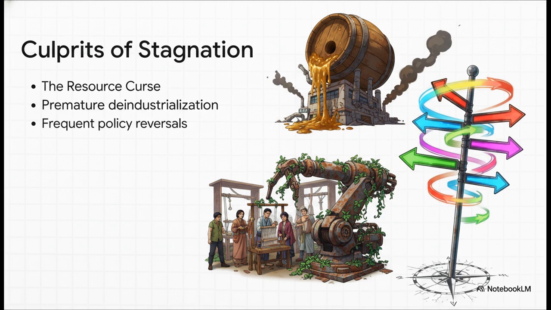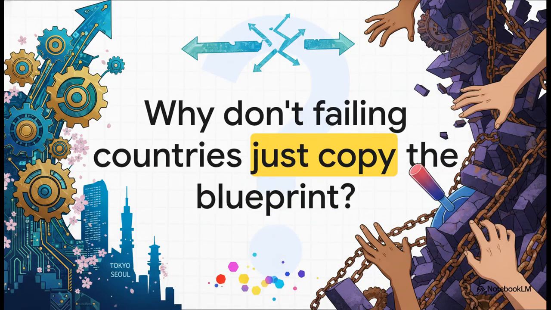I mean, it makes sense, right? You literally cannot build a factory designed to last 10 years if the government's economic policy completely flips every 6 months. So, knowing all this leads us to a highly provocative question. If the blueprint for prosperity is out there, if we can clearly, factually see exactly what Japan, South Korea, and China did, why don't all failing countries just copy it? Like, why not just flip the switch and do the exact same thing?